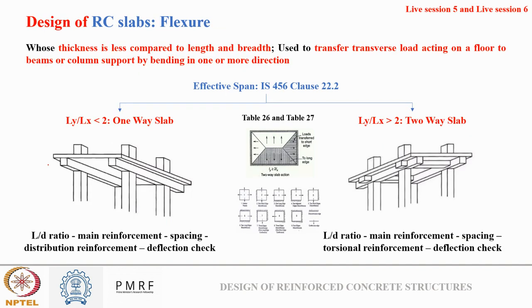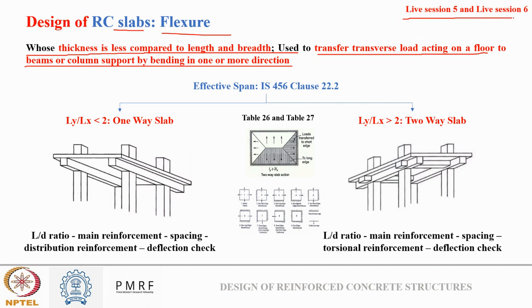Okay, so first we will start with the slab. So we know slab we design for flexure. Okay, and what slab is: those whose thickness is less compared to length and breadth, and they are used to transfer transverse load acting on a floor to beams and columns supporting it by bending in one direction or other. So this is a technical definition of what is slab. Now, when we talk about design of slab, I've tried to summarize the whole design that we learned in a simple diagram. These discussions we had in live session 5 and 6, you can always revisit the discussion there.